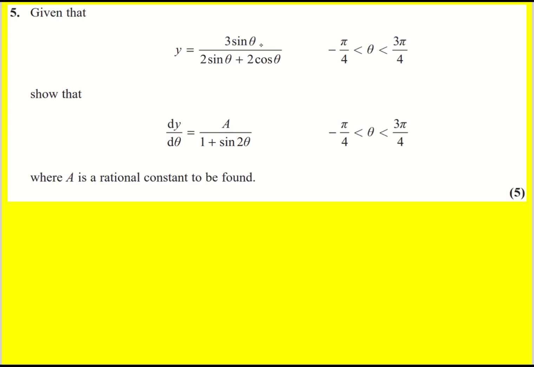Given this fraction of trig functions, we're asked to differentiate it. So we're going to be using the quotient rule. Now, one thing in the final answer is sine 2 theta, so it's worth just making a note of what that is. I'd say to learn the fact that it's 2 sine theta cos theta.